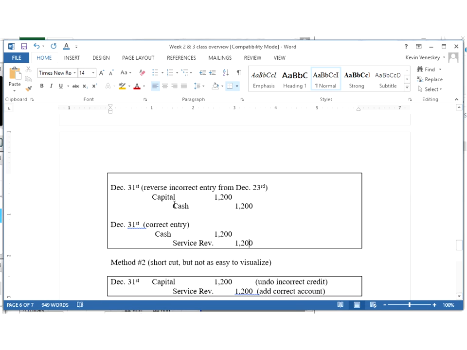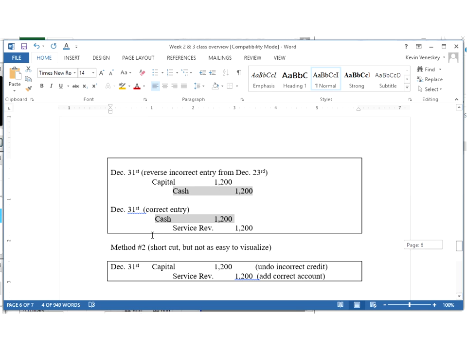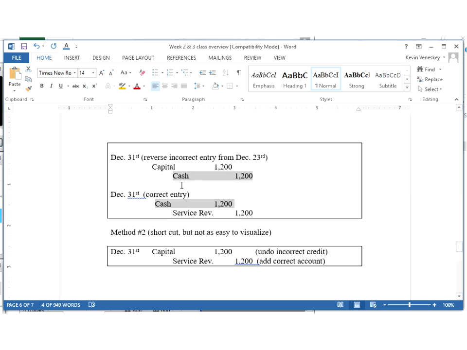Now, as you can see, this is the easier way. It's not too hard to comprehend what's going on, but it does create a little redundancy here by debiting and crediting our cash account and just having an extra number in there. If you want, and in some cases like this where there's only one item that's incorrect, you can do what I'll call method number 2, and basically you're cutting out that middleman. Since these two will counteract each other, we're going to simply just debit our capital to get rid of that incorrect capital credit, and then put in the credit that should have been there, the service revenue for $1,200.